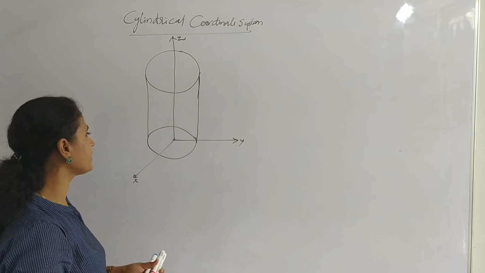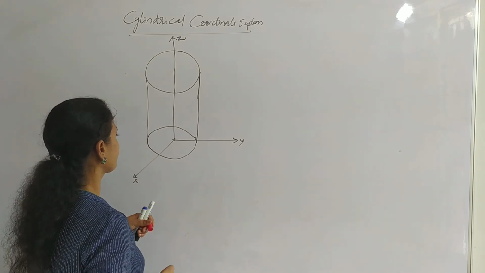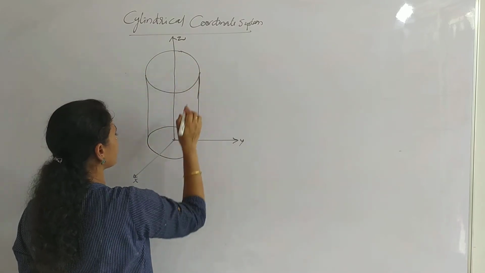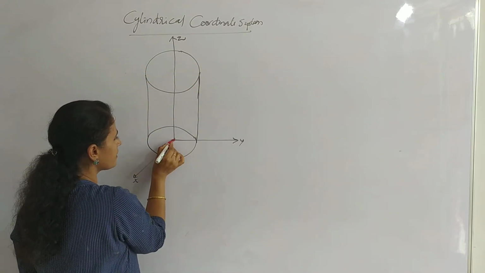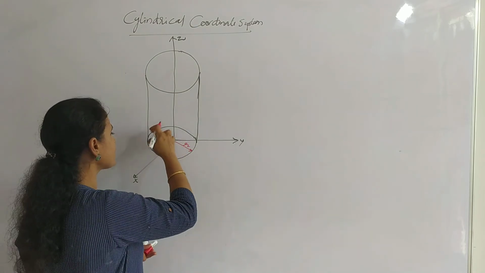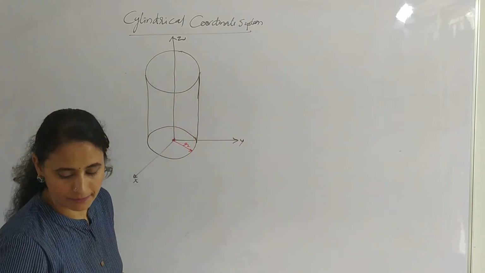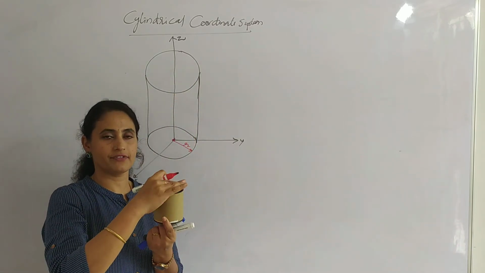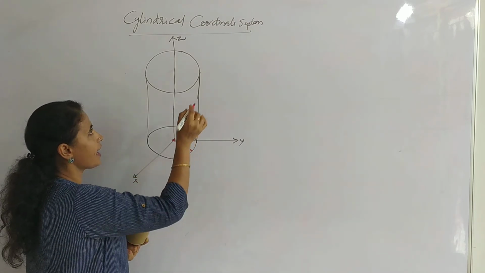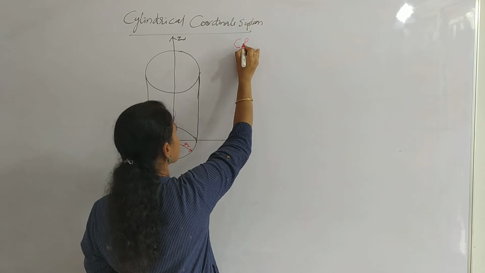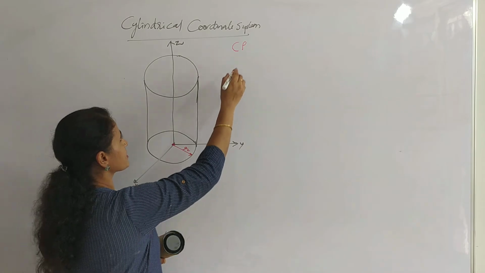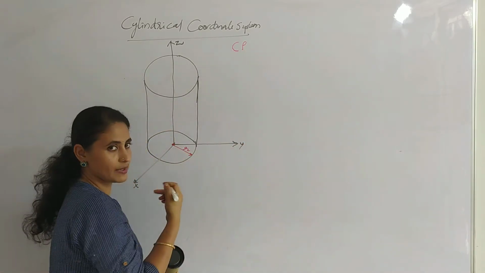The first coordinate is the radius. If this is the center, this is the radius of the circular surface, either top or bottom. The circular surface on top and bottom has some radius. So this is R, and in some textbooks it is written as rho. Sometimes it is R also. You can use either one.